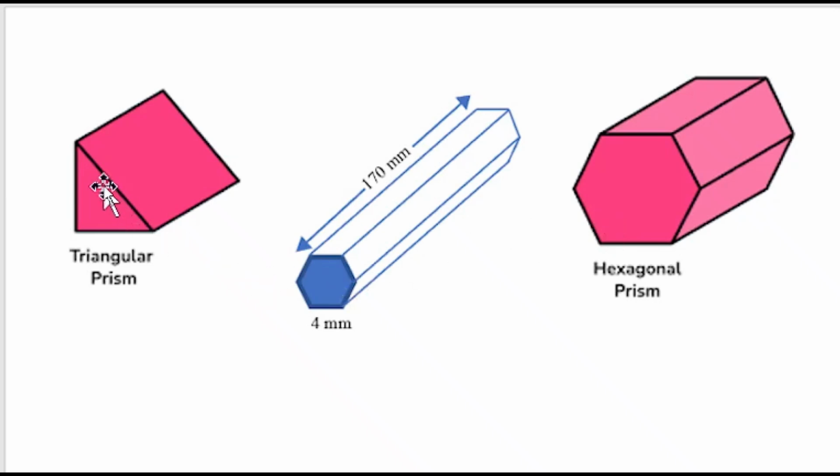Here it is a triangular prism, where the top and bottom are triangles. Here you have a hexagonal prism. The top and bottom are hexagons, 6 sides. In some pencils you will find that not all pencils are cylinders. Some pencils are prismatic in shape. Got it?